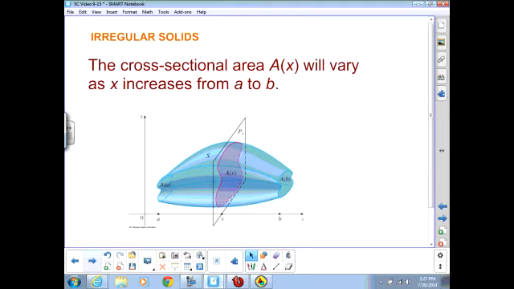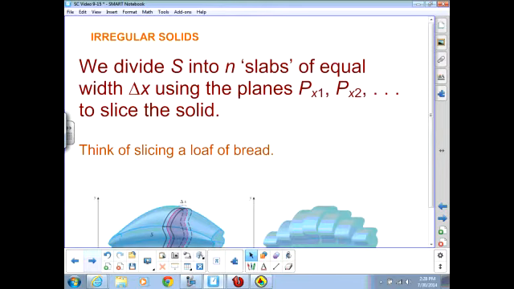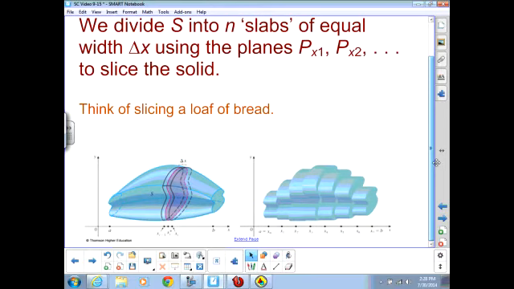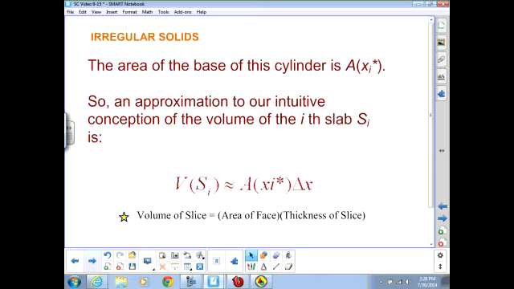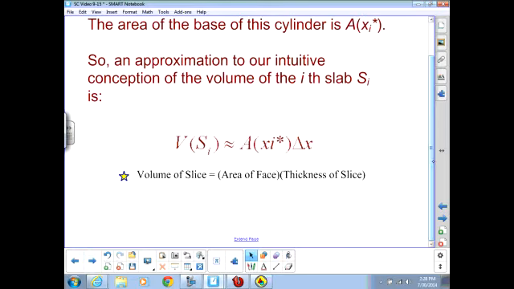Now, because your shape, the area of the face might vary, we need to think of the area of that face as a function, A of x. Depending where x is, the size of that face might be different. Here's a couple visuals. You can kind of think of it as like a slice of bread. Depending where you make that slice, again, that face might have a different area. So we'll cut it into a bunch of slices. We'll make those slices get really small, and we'll add them all up, and that'll give us the volume of the whole thing. So this is important.